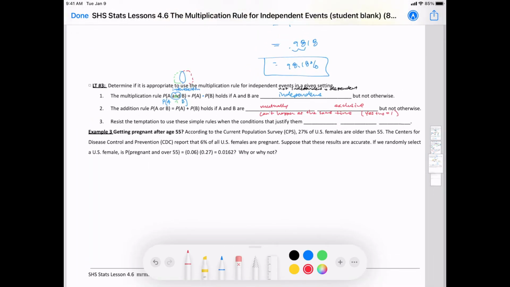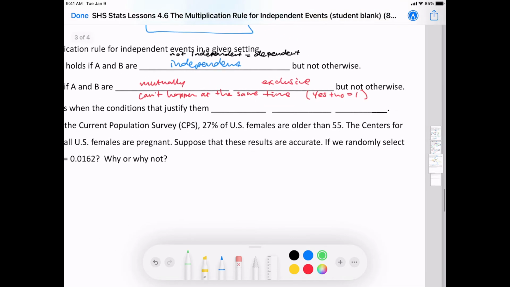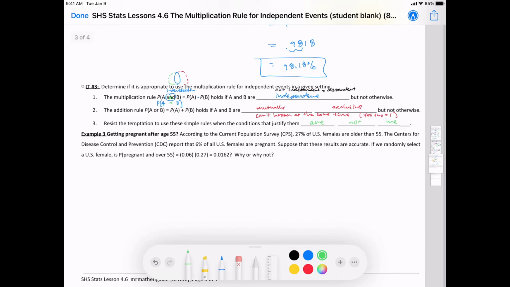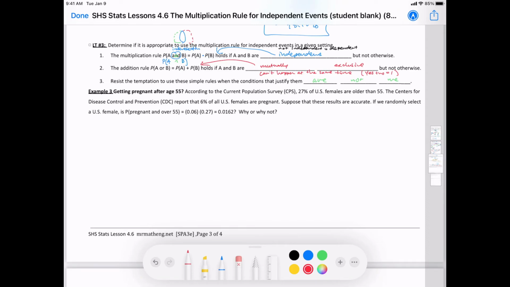Number 3, resist the temptation to use the simple rules when the conditions that justify them are not met. So just ask those questions. Are they independent? If they are, then you can multiply them. Are they mutually exclusive? Then yes, you can go ahead and add them. Okay? Let's try example number 3.